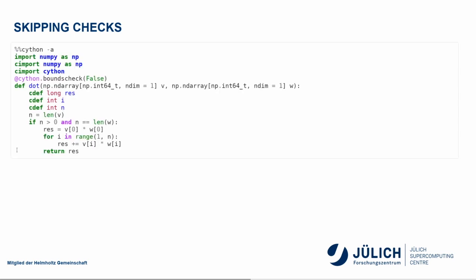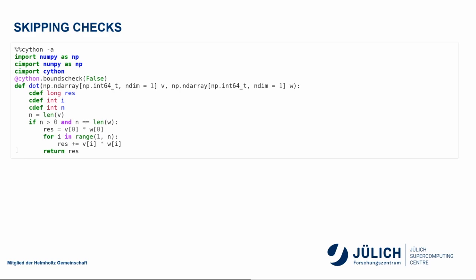Skipping checks. If you look at that code, you'll still see some extra if statements. So that code will be faster than what we had before, actually quite a bit. But Python does funny things with arrays.